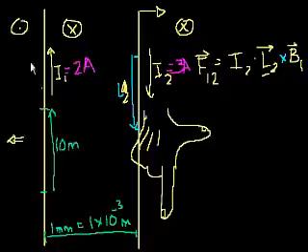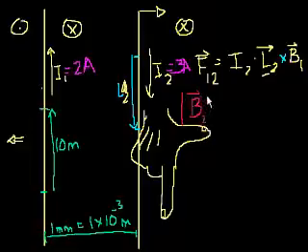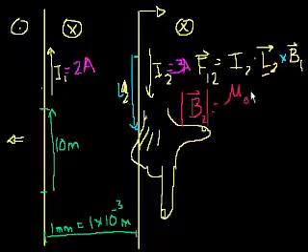Alright, so how do we do this? First, let's figure out the magnitude of the magnetic field created by I2. The magnitude of the magnetic field created by current 2, we saw it before, and we're assuming that it's in air, so we can use the permeability of a vacuum. So it's equal to that constant, the permeability of a vacuum, times I2, it's just a magnitude.